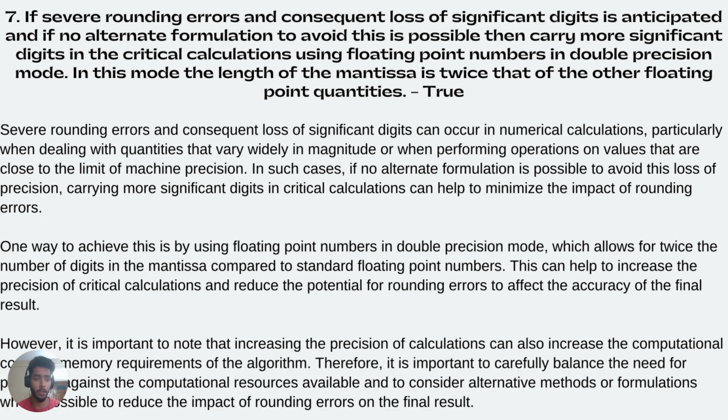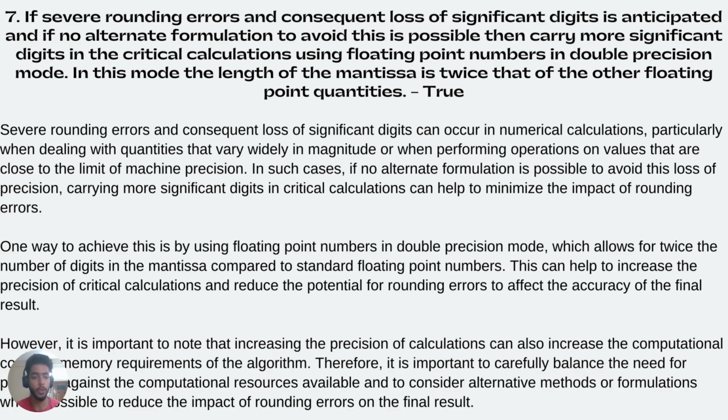Yeah, it's true. Severe rounding errors and consequent loss of significant digits can occur in numerical calculations, particularly while dealing with quantities that vary widely in magnitude, or when performing operations on values that are close to the limit of the machine precision. In such cases, if no alternate formulation is possible, then ultimately, to avoid the loss of precision, carrying more significant digits in critical calculation is the only solution we are left with to minimize the impact of rounding errors. One way to achieve this is by using floating point numbers in double precision mode, which allows for twice the number of digits in the mantissa compared to standard floating point numbers.